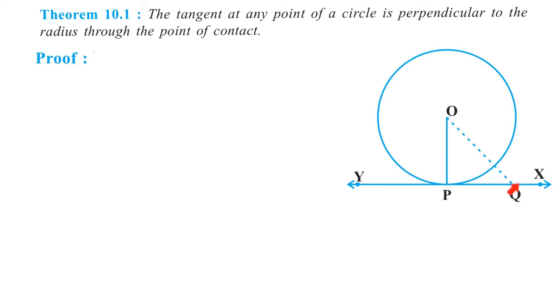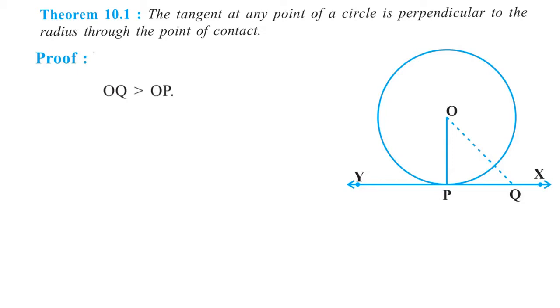What do we observe? The point Q must lie outside the circle. Why? Because if the point Q lies inside the circle, XY will become a secant and not a tangent to the circle. But it is said that XY is the tangent. Therefore, OQ is longer than the radius OP of the circle. That is, OQ is greater than OP.